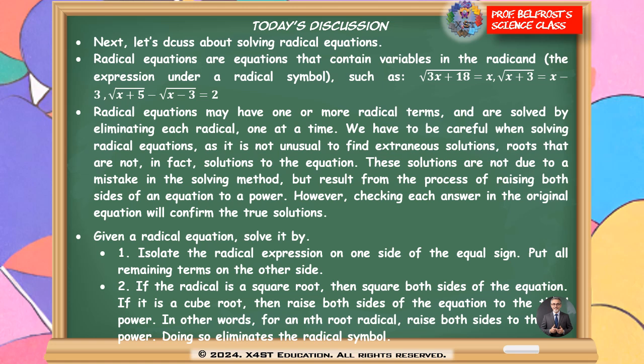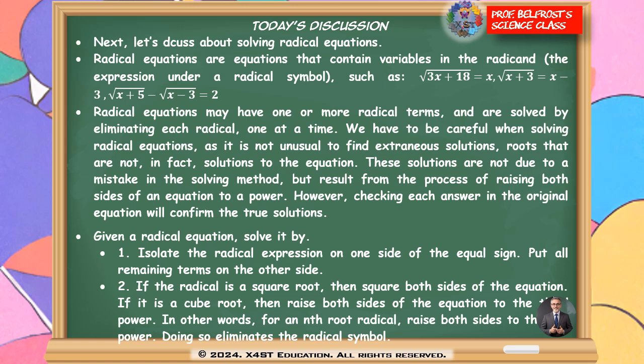Okay. Now we are done with the equations that involve rational exponents. Now we'll discuss solving radical equations. So what is actually a radical equation? Radical equations contain a variable in the radicand. For example, square root of 3x plus 80 equals x, or square root of x plus 3 equals x minus 3, and so on.